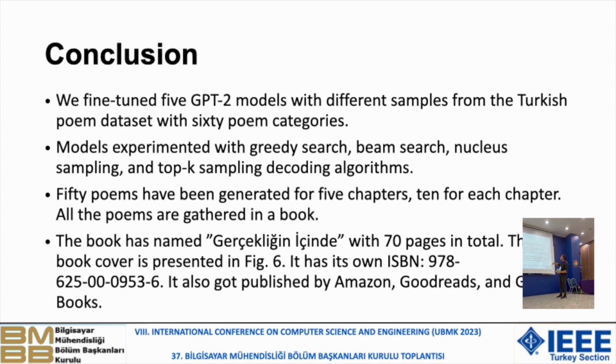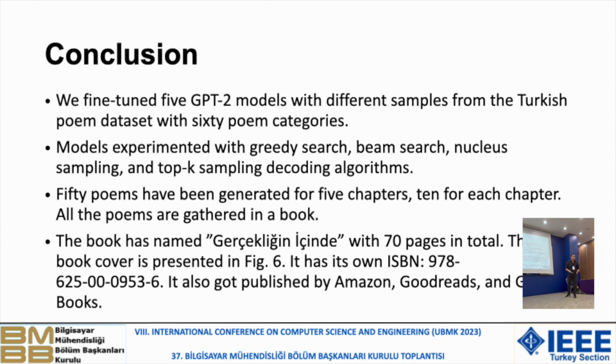To sum up, we fine-tuned 5 GPT-2 models with different samples from a Turkish poem dataset that I created. The models experimented with greedy search, beam search, nucleus sampling, and top K. 50 poems were generated in total. They were gathered in this book, named Gerçekliğin İçinde. Why?